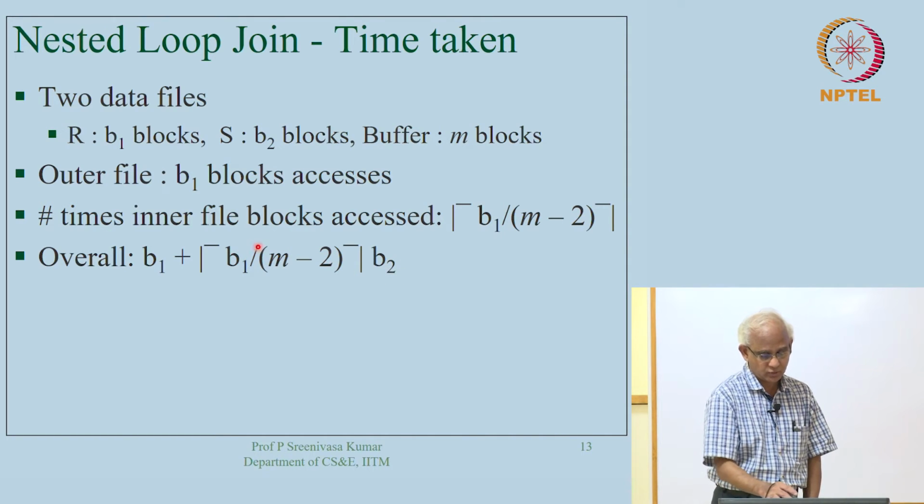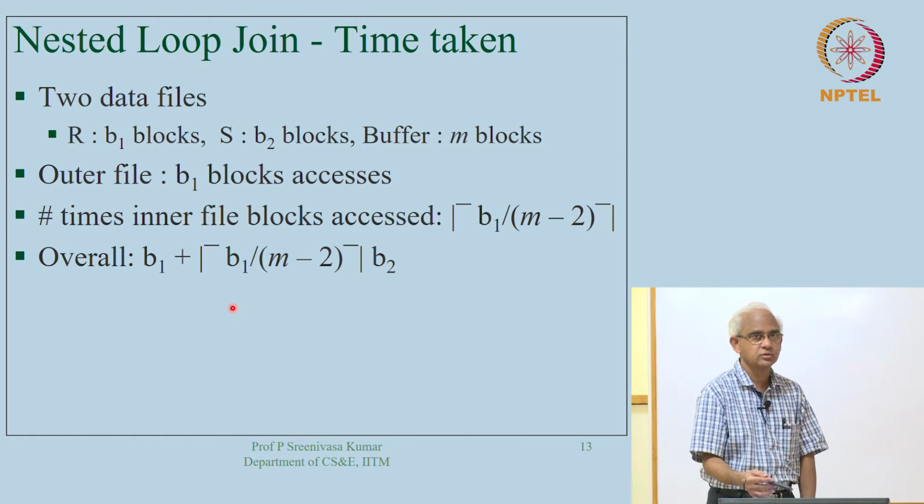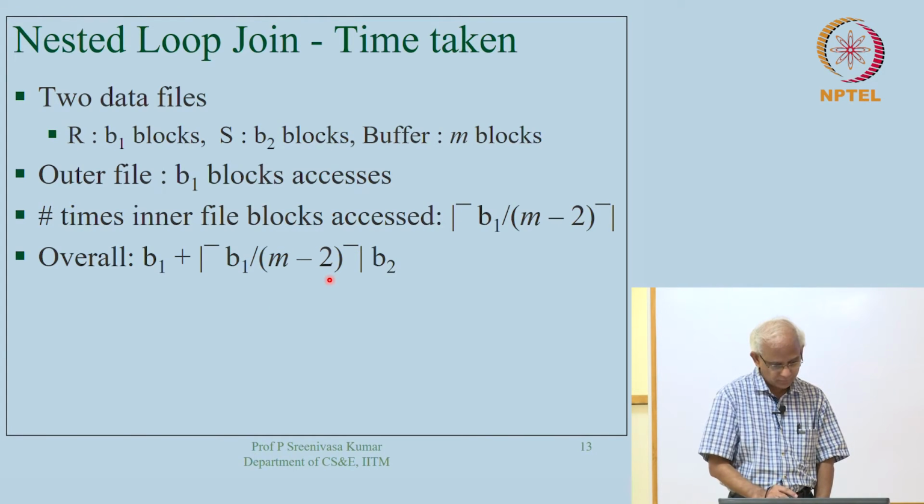You can see that there is a quadratic term that is coming up here. It is a multiplication of the two sizes of the files. So, this algorithm is truly a quadratic algorithm because it has two loops, right. You can see that the quadratic term is coming.